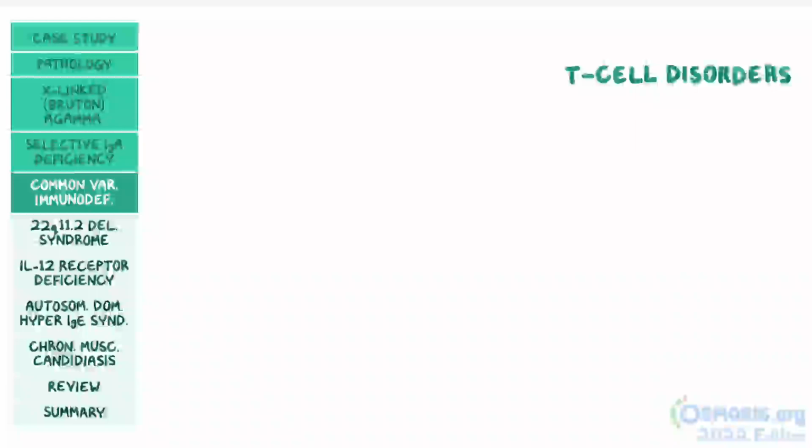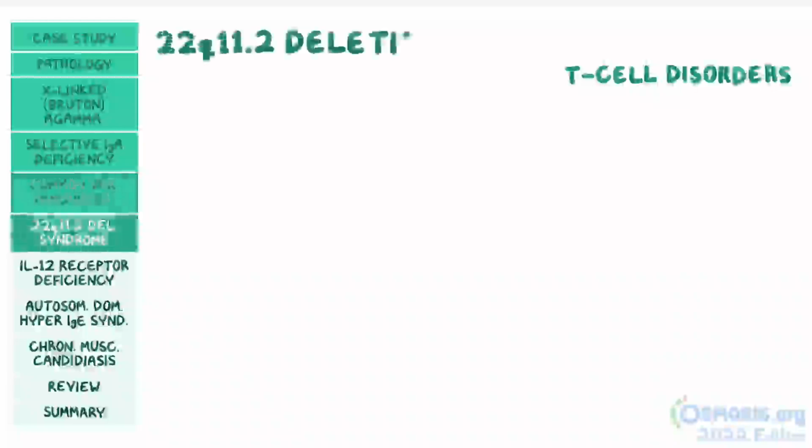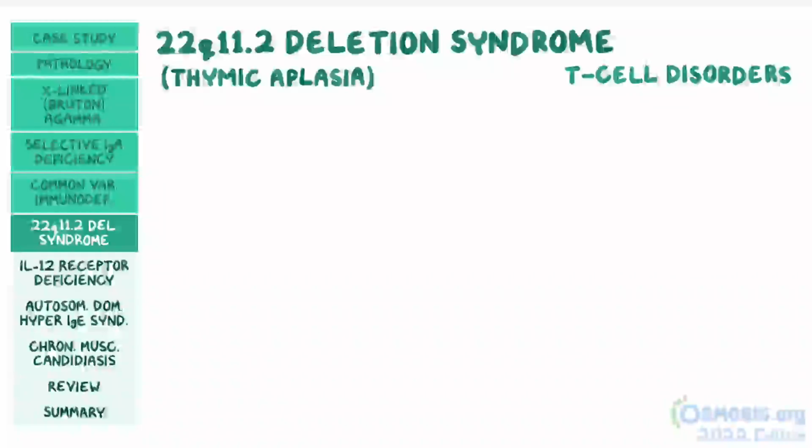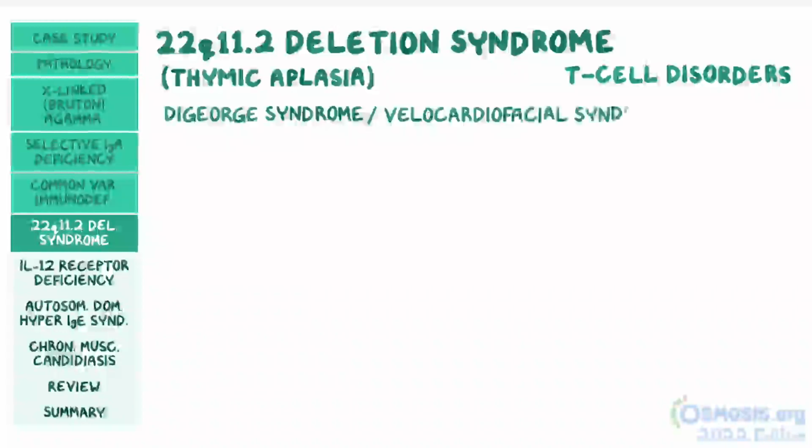Let's start from a very high-yield disease, which is 22q11.2 deletion syndrome, also called thymic aplasia. If these names don't ring a bell, you probably know it as DiGeorge syndrome, which is in fact one presentation of 22q11.2 deletion syndrome, along with velocardiofacial syndrome.